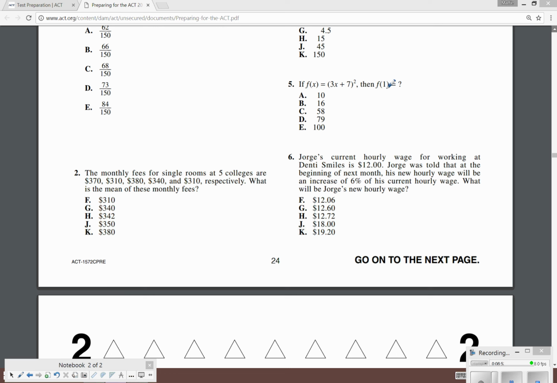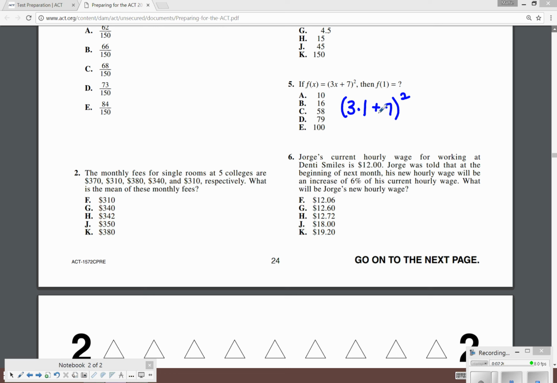I'm sorry, +1. F of +1 is found by taking out the variable x and replacing it with the number 1. So I'm going to rewrite the function, but I'm going to take out x and replace it with 1. So 3 times 1 plus 7, and then all of that gets squared.